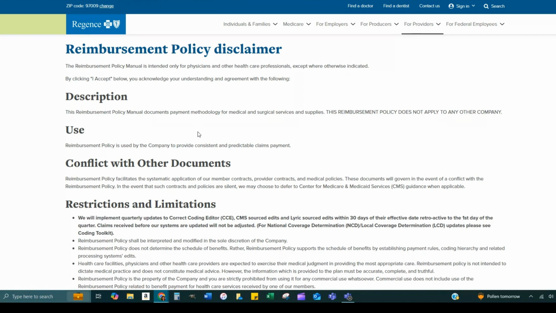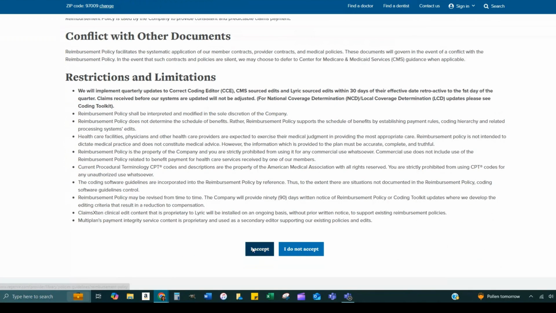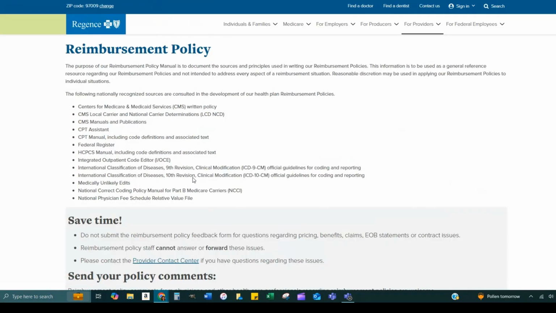And it has a disclaimer, of course, and you have to accept it, all the fun things. So now we're going into the reimbursement policy. The purpose of these is to document the sources and principles used in writing our reimbursement policies. This information is to be used as a general reference resource regarding our reimbursement policies and not intended to address every aspect of a reimbursement situation.